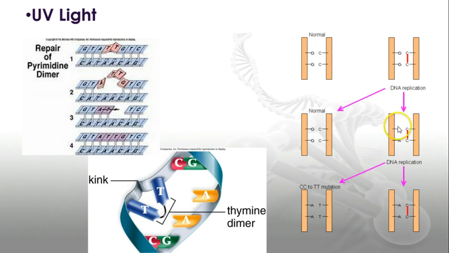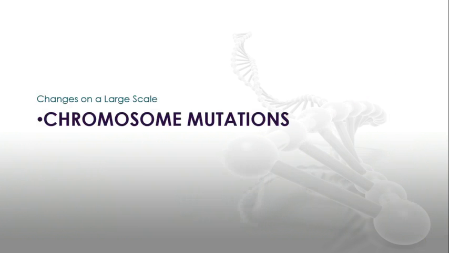Anyway, do you understand here? This has been inserted because there was nothing, because these were attracted to each other, so you could put anything in here while it's being replicated. That's how that happened. Okay, so let's talk about chromosome mutations.